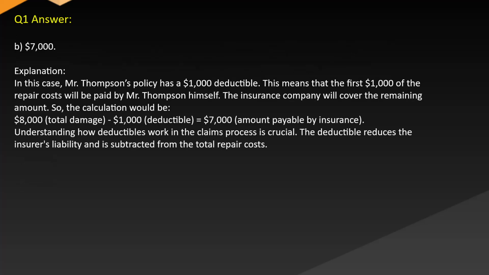Answer: B. $7,000. Explanation: in this case, Mr. Thompson's policy has a $1,000 deductible. This means that the first $1,000 of the repair costs will be paid by Mr. Thompson himself. The insurance company will cover the remaining amount. So the calculation would be $8,000 total damage minus $1,000 deductible equals $7,000 amount payable by insurance.